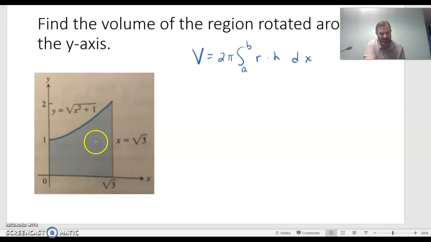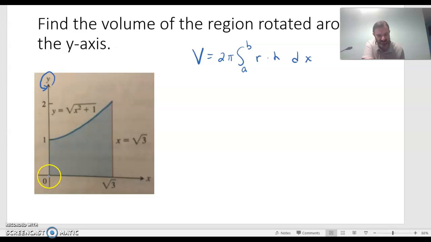So I've got this figure here. It's in the first quadrant. It goes over to x equals square root of 3. And it's between the x-axis and the line y equals square root of x squared plus 1. And we're going to take that around the y-axis, we said. So you can kind of see that it'd be a bunch of cans inside of each other if we drew the cylinders.